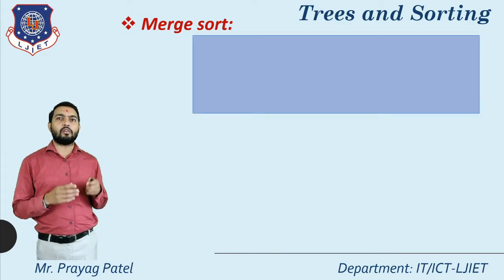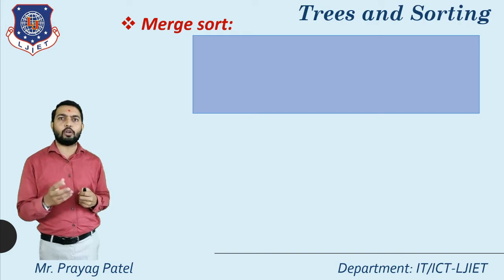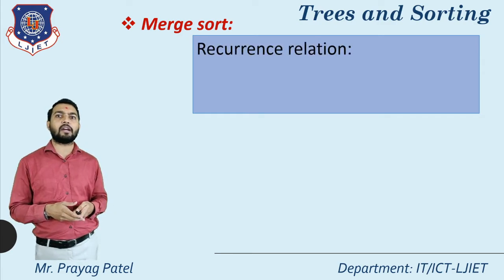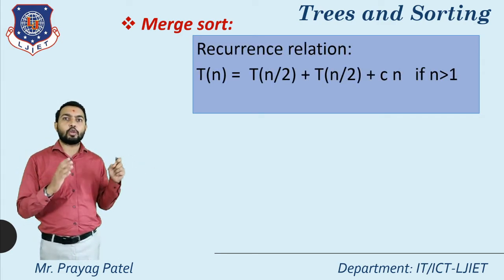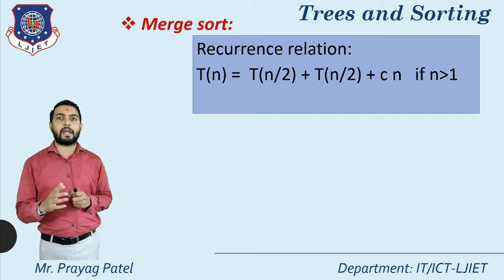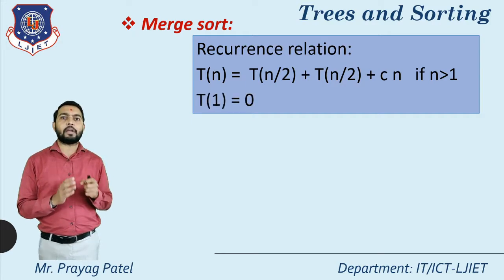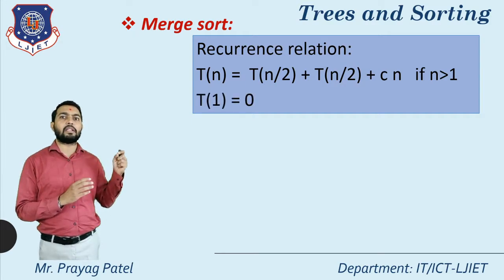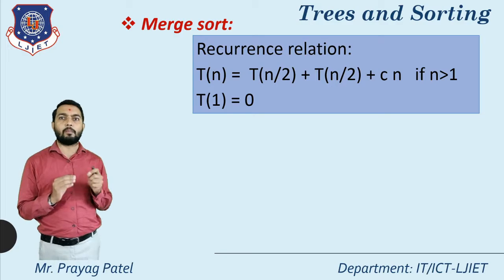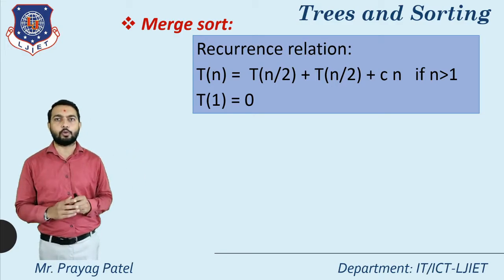Now in merge sort, what is the complexity? We already told you the complexity is n log n base 2. But how can we find this complexity? For that we consider the recurrence relation. So your recurrence relation is like this: T of n equals T of n by 2 plus T of n by 2 plus c into n for n greater than 1. And for n equal to 1, we compare only 0 elements, no need to compare any element, so T of 1 equals 0.